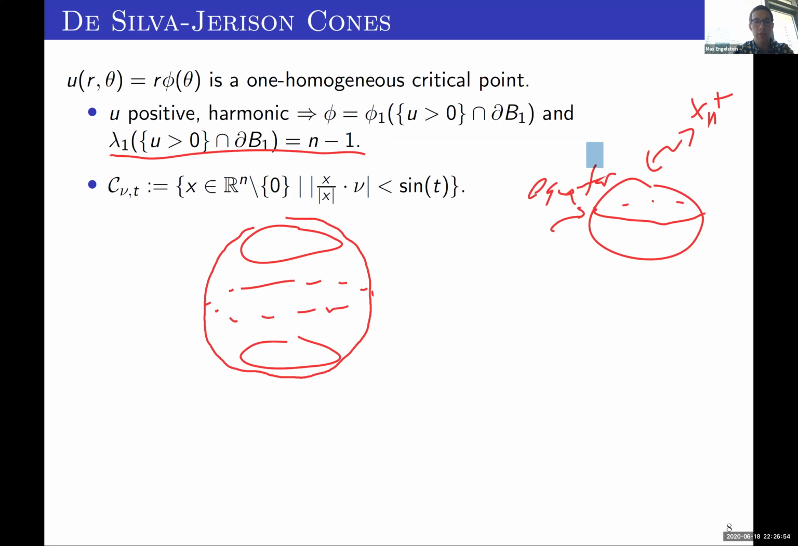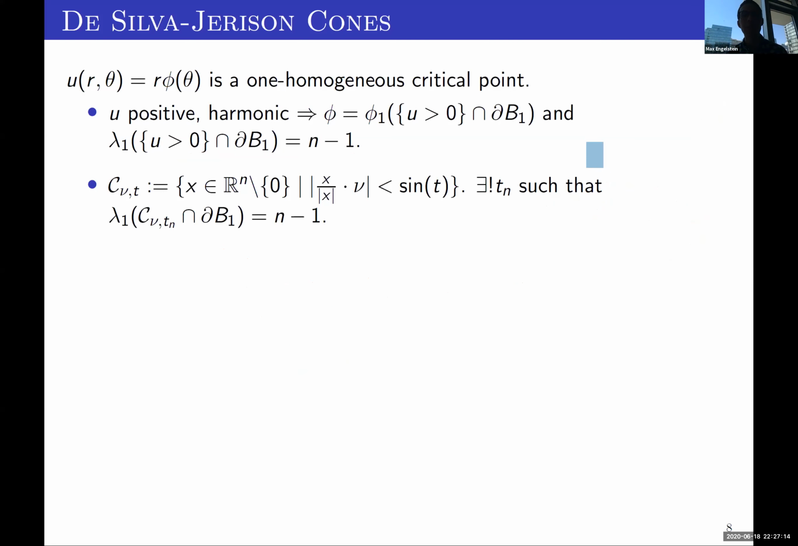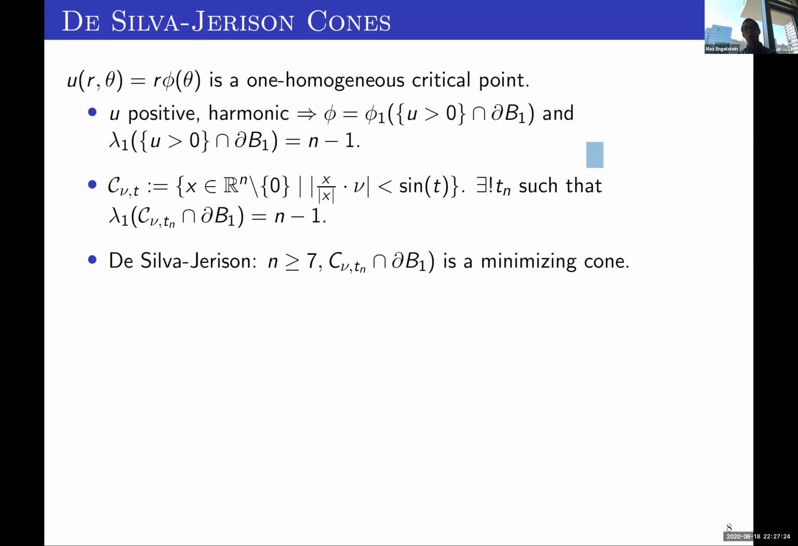Everyone's in luck today. And the positivity area is the stuff between the circles. And how far these circles are depends on the t here, right? So the t sort of tells you how squished your cone is. And it's a simple calculation to show that there's exactly one sort of squishiness factor, which gives you that lambda 1 of this cone is equal to n minus 1. And then the hard work of de Silva-Jerison was to show that in dimensions greater than 7, this is actually a minimizing cone.